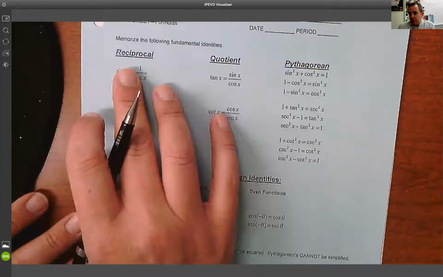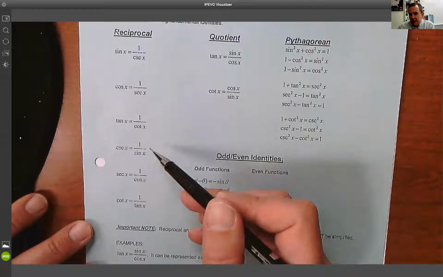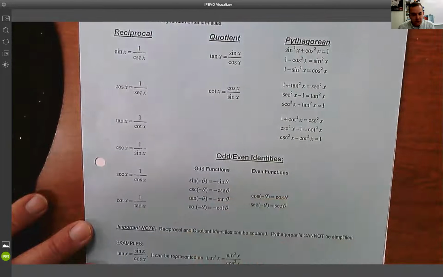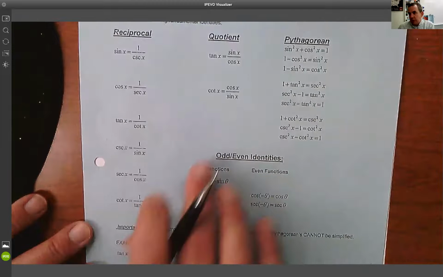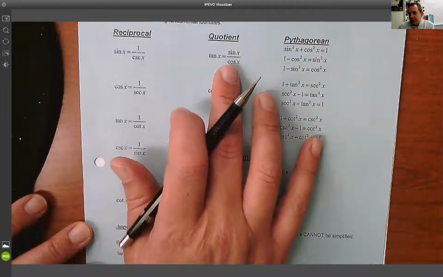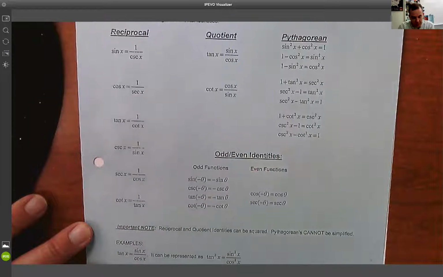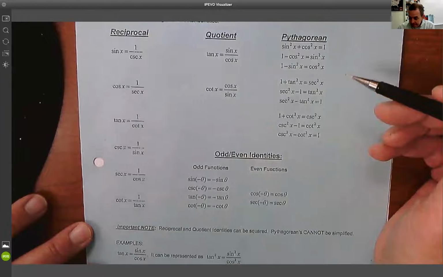We have our reciprocal identities. Again, these are some that you should be familiar with, specifically that cosecant is 1 over sine, secant is 1 over cosine, cotangent is 1 over tangent. But you have them as a reference. These are going to be things we're going to use. The quotients: the tangent is sine over cosine, and the cotangent is cosine over sine. That's important to remember. And then the Pythagorean ones, these were new ones that I gave you from last time.